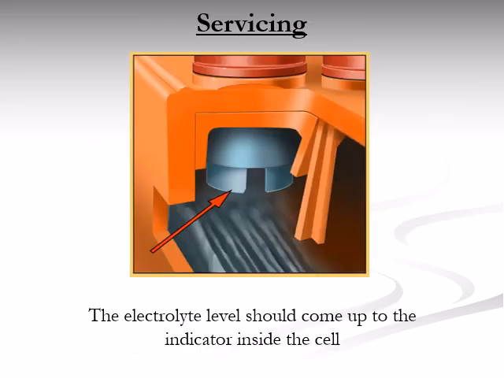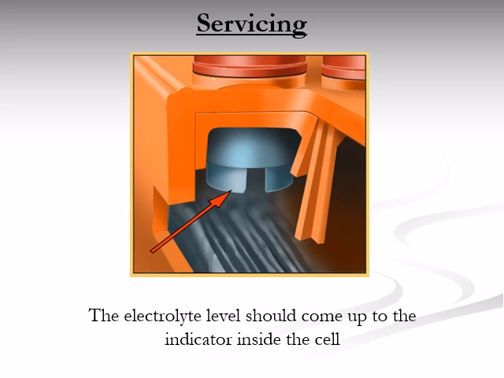As part of routine battery servicing, it's important to check the electrolyte level inside each cell. This illustration shows the internal structure of a battery filler cap. The arrow points to the built-in indicator that helps guide electrolyte filling. The electrolyte level should rise just enough to reach this indicator.